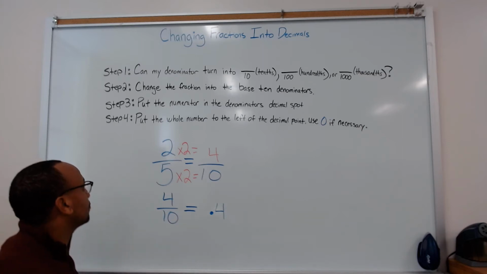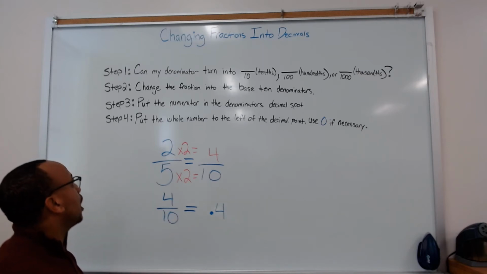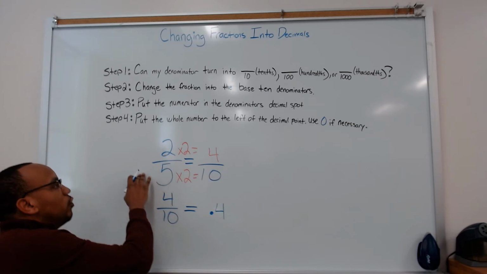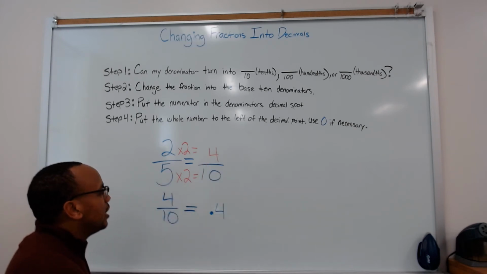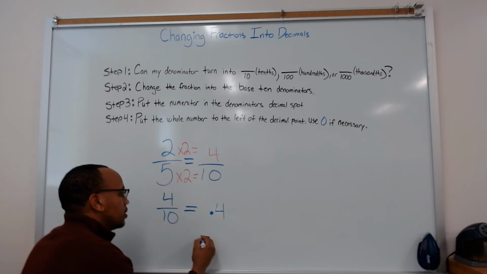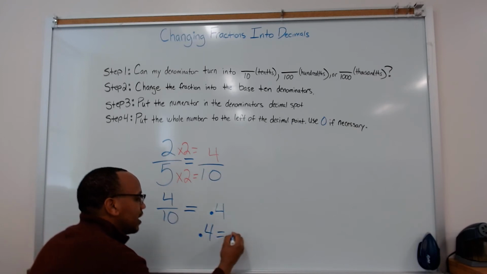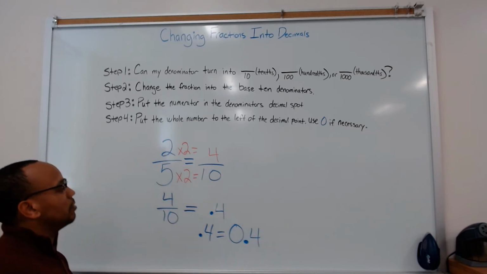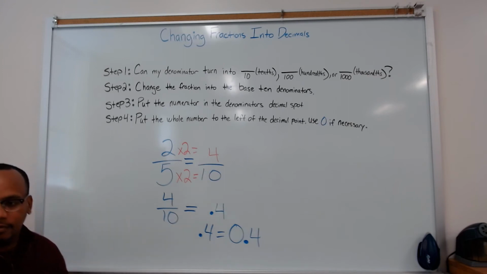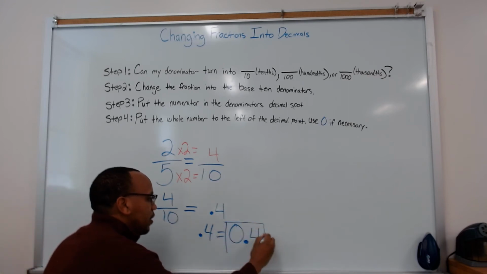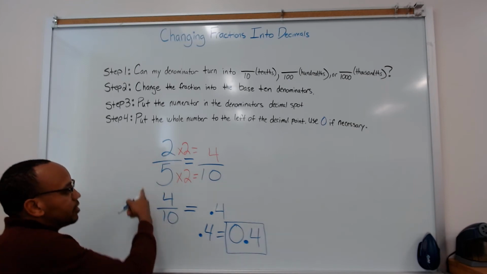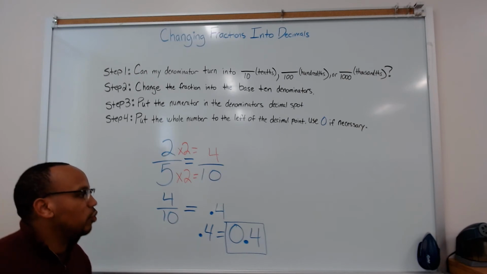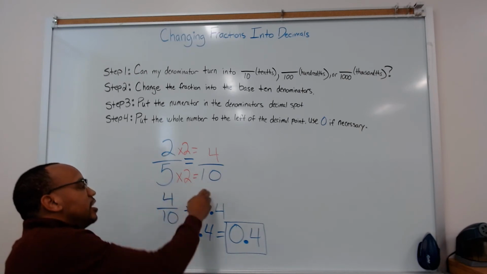That's step 3. And step 4, I'm going to put the whole number to the left of the decimal point. I don't have any whole numbers, so use 0 if necessary. I don't have a whole number, so I just put a 0 in front. All right? So this is my final answer. 2/5 becomes 0 and 4 tenths, or 0.4. All right? So that's an example of me changing into the tenths place.